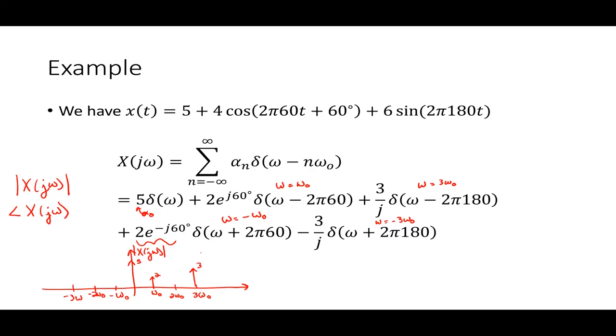Now I'm going to do the negative half. For the negative half, I have 2 again here and 3 again here. Notice they're all positive because these are magnitudes. Now let's graph the angle of X of j omega. I'm going to draw that a little bit higher. Remember, this is a function of omega. In this case, there is no angle at DC, so I've got nothing to worry about.